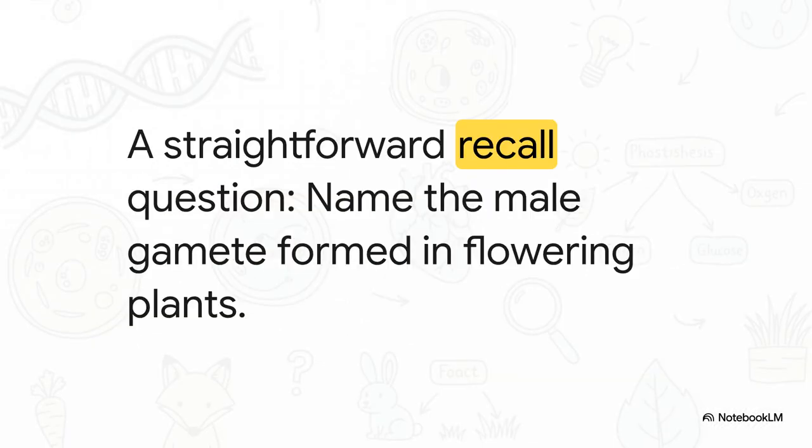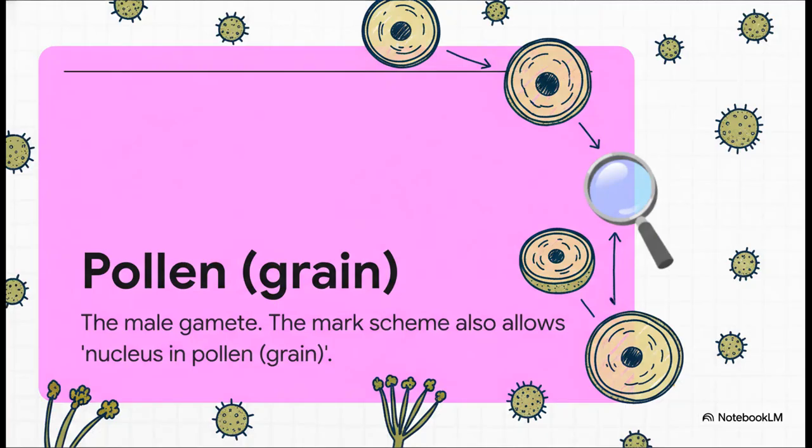Okay, moving on to question 1.2. This one's a quick-fire recall question, nice and simple. Name the male gamete formed in flowering plants. And the answer is pollen or pollen grain. But here's where looking at the mark scheme really pays off. See how it also says to allow the answer nucleus in pollen grain? This shows you that sometimes there's more than one way to say the right thing. It's a great example of how the mark scheme gives you all the possible winning answers.